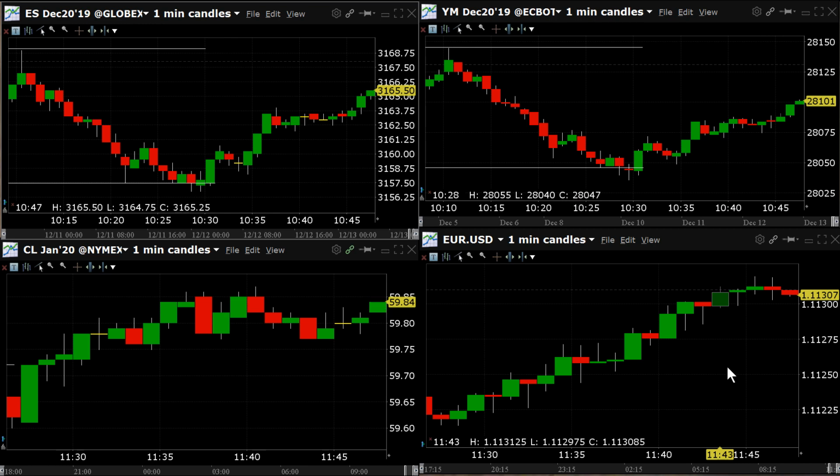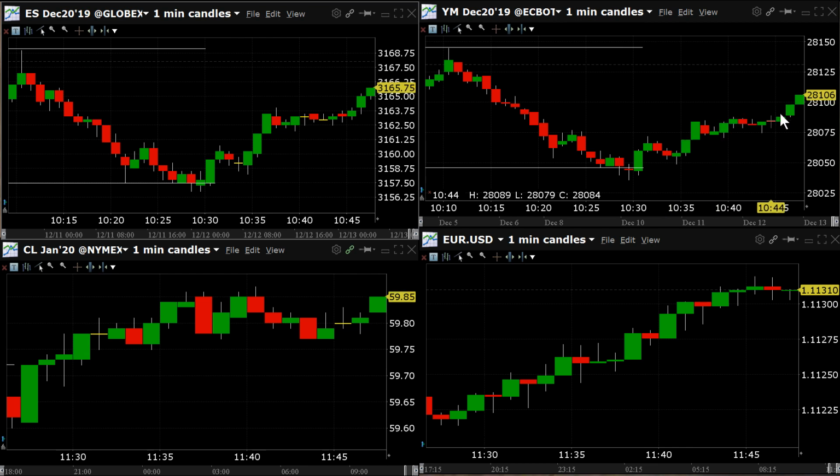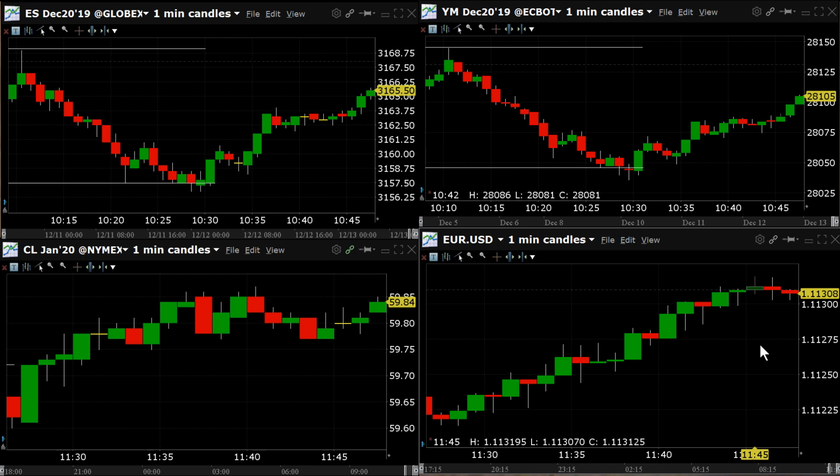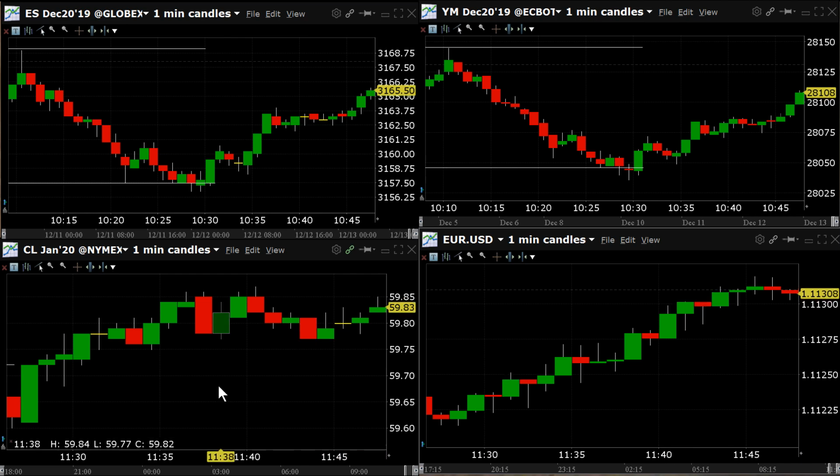And the next two lines, it'll break this line up here. But the next two lines also should break long. A short signal on Euro US dollar. Okay, wait a second here.